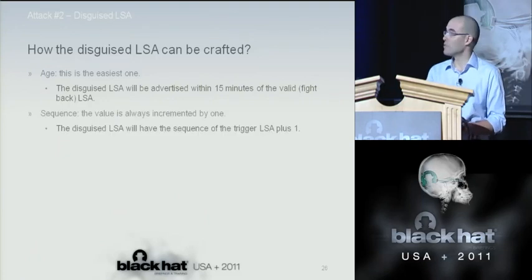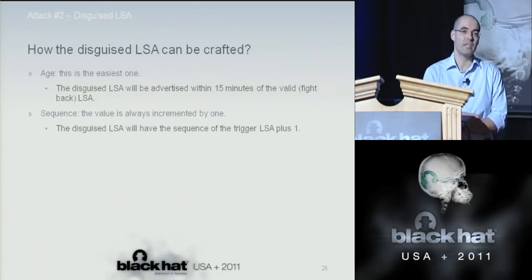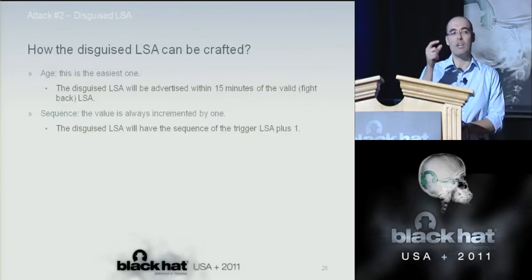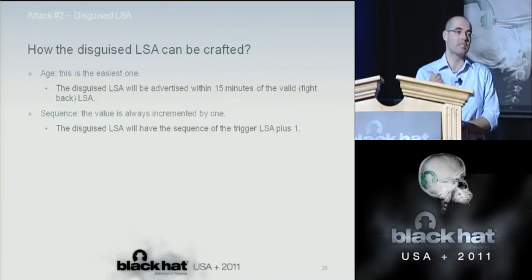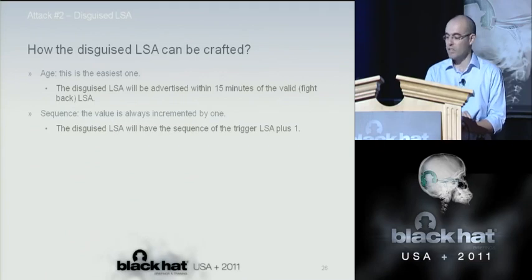The next one is the sequence number. Again, very easy, because we know that the sequence number of the fightback LSA is always incremented by 1 as compared to the trigger LSA. This means that we have to send out the disguised LSA with a sequence number that is incremented by 1 as compared to the trigger LSA.